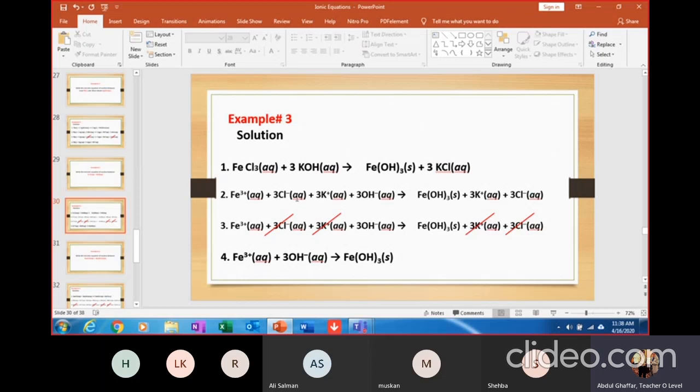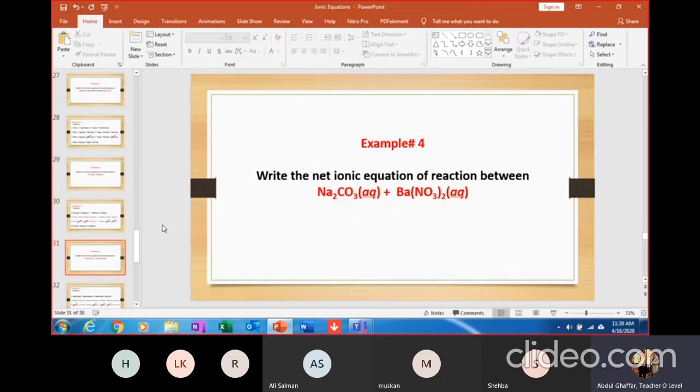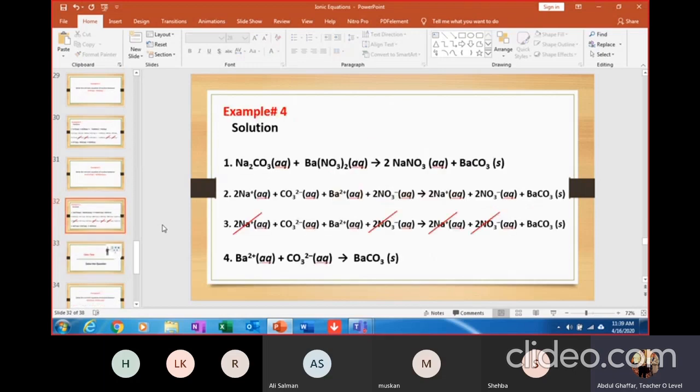Break it into ionic form. Iron hydroxide is in solid state, the others will be broken down into ionic form. And in the third step, we will cancel out the spectator ions. Chloride and potassium are spectator ions. We will cancel them, and finally we will get this ionic equation, right? Okay. Then this is the fourth example.